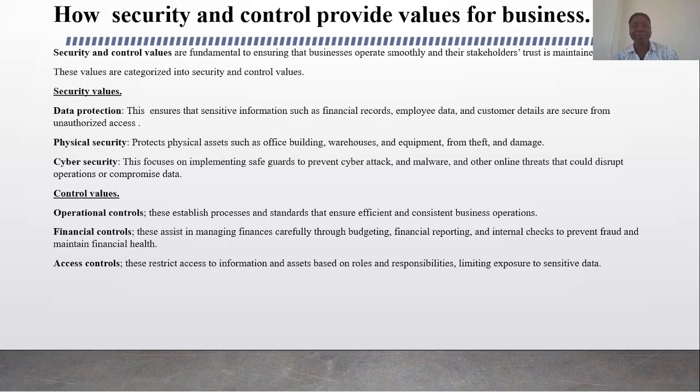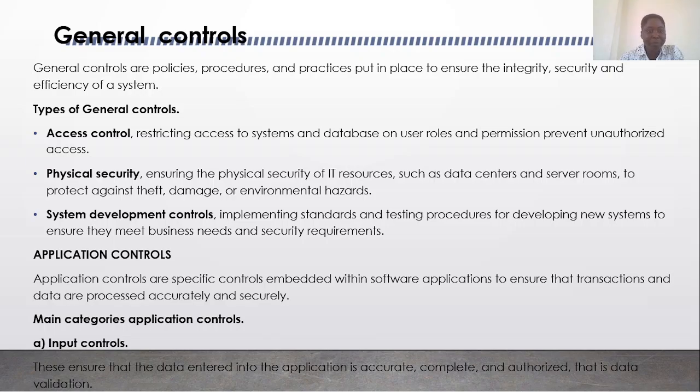Thank you very much. My name is Lense Gloria, coming to take you through the part of the general controls. General controls are policies, procedures, and practices put in place to ensure the integrity, security, and efficiency of a system. The types of general controls are the access control, the physical security, the system development control, and we are now going to the application controls.